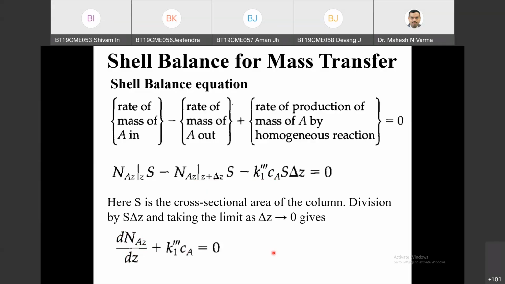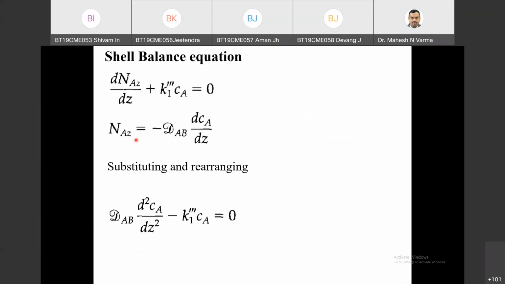Very easy. Now substituting the definition of N_Az, where convective flux is neglected, N_Az equals minus D_AB dC_A by dZ. This is when the flux is dominated by molecular flux only and convective flux is negligible. So I can get D_AB d square C_A by dZ square minus K1 triple dash C_A equals 0.